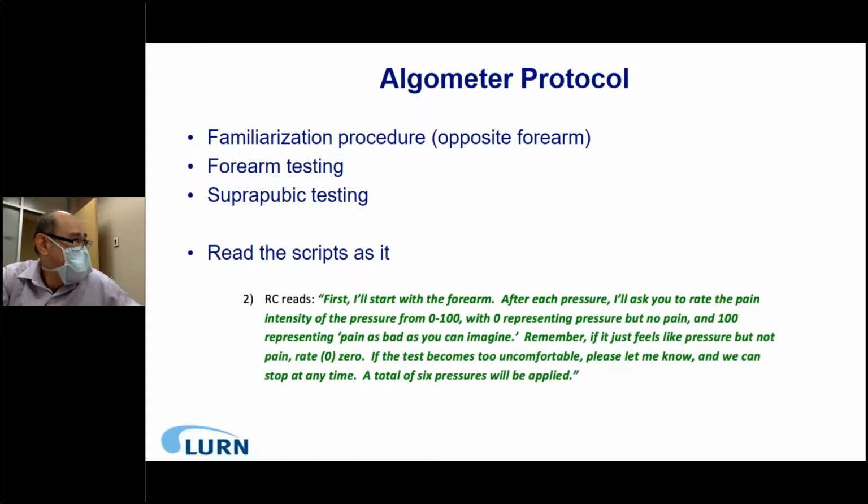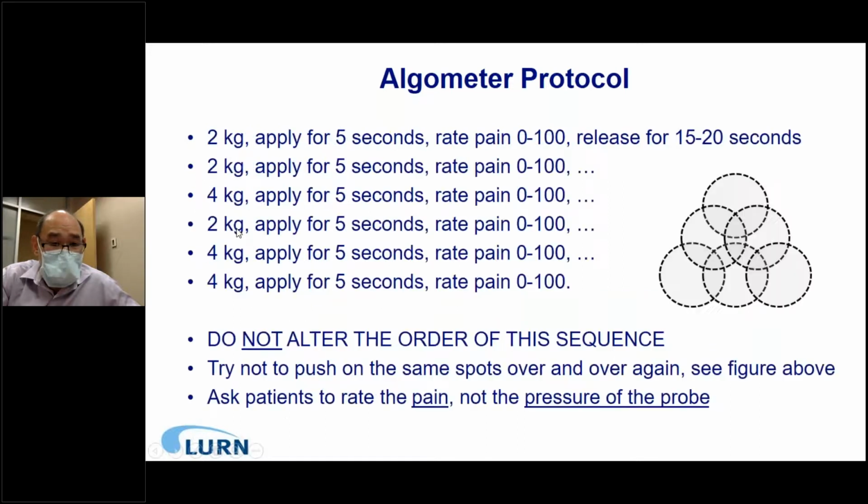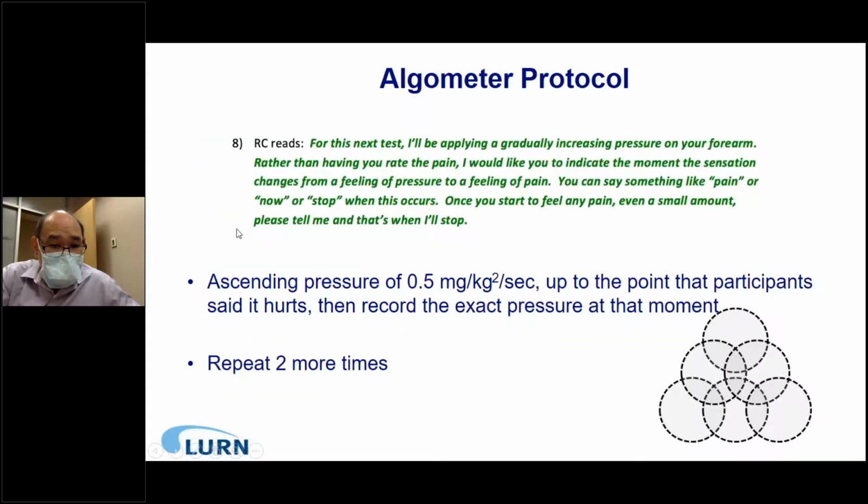That's what we do with the threshold too, is that you make a distinction. Yeah. So let's move to the next slide. So that's the first part. This is applying a set amount of pressure and having them rate it. So you get 6 ratings.